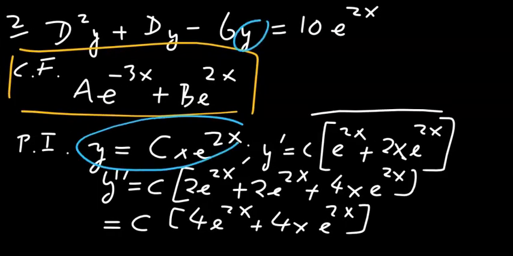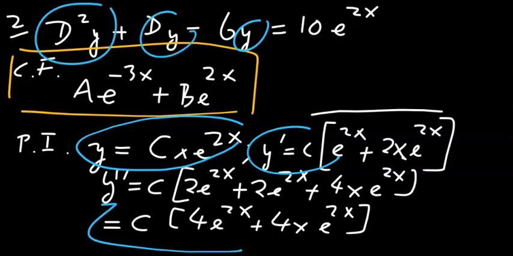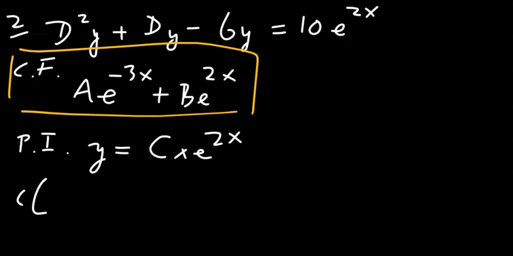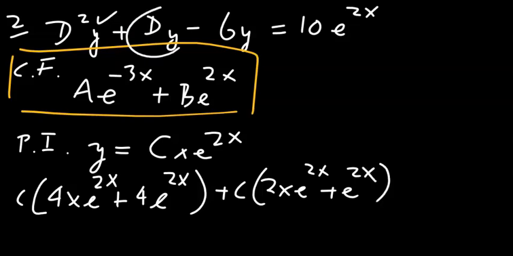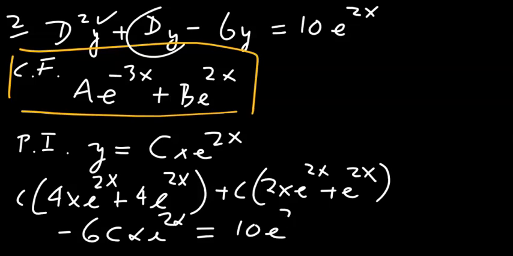Substituting this expression in here, this expression in here, and this expression in here, and equating that to 10e^(2x), we get the following. c(4x e^(2x) + 4e^(2x)), so that's the first term, plus c(2x e^(2x) + e^(2x)), that is that term, minus 6cx e^(2x) equals 10e^(2x).